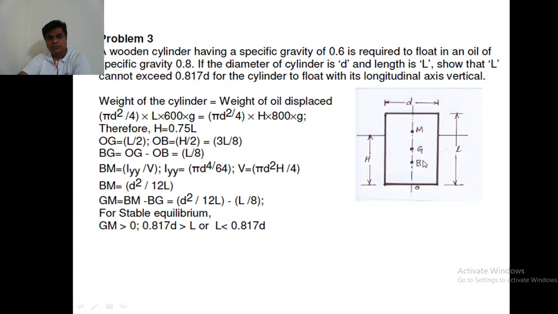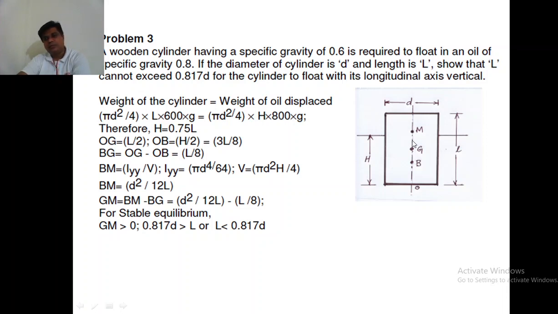So OB is H by 2, and H is expressed in terms of L. So it is 3 by 4, 0.75 means 3 by 4, so it is 3 by 8 L. Then I know OG and OB, I can calculate BG. So BG is nothing but OG minus OB. So these two now are there, just substitute, you will get L by 8.